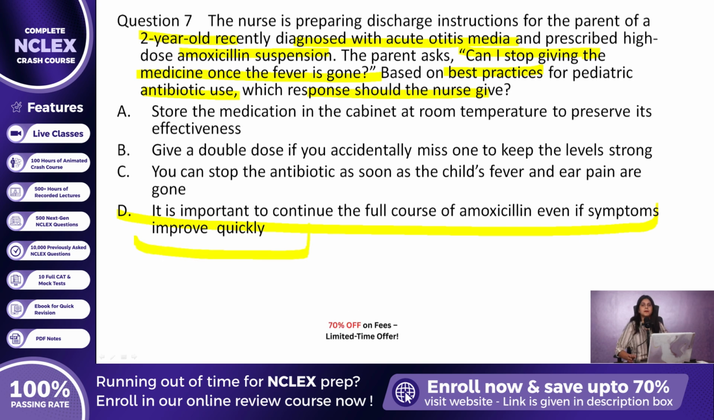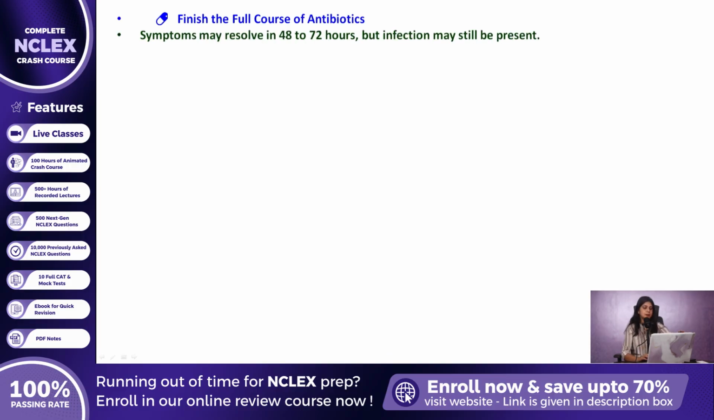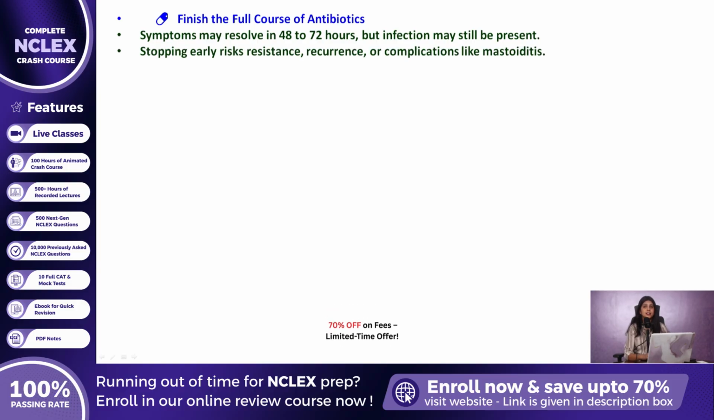This is a foundational principle of pediatric antibiotic management and a key point for NCLEX success. Even though symptoms like fever and ear pain may resolve within the first 48 to 72 hours, this does not mean that the infection is fully eradicated. Incomplete courses of antibiotics increase the risk of resistant organisms, recurrent infections, and complications like mastoiditis or chronic otitis media.